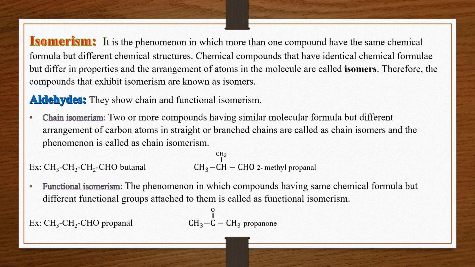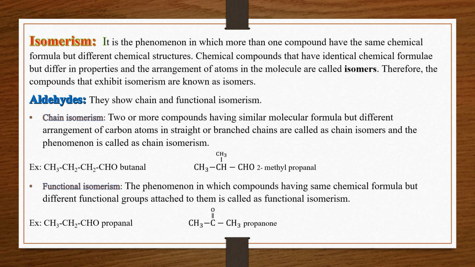And its chain isomer, CH3CH(CH3)CHO. The main chain has 3 carbons. The alkane with 3 carbons is propane, and on the second carbon there is a CH3 group. It is called a methyl group. Hence it is named as 2-methyl propanal. So if you observe the molecular formula of these two compounds, it will be same, but one is in a straight chain, the other one is in a branched structure. Hence these two are chain isomers.